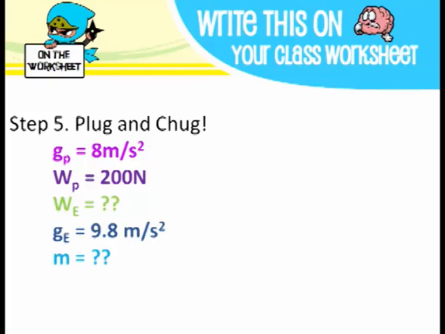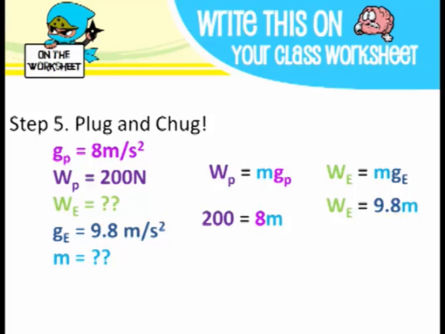So follow along with me. It's a little bit tricky. Alright, so here are all our givens. So first, what we need to do is solve that first equation for m. Then we're going to plug m into the second equation and be able to solve for WE. It is a two-step problem, which could be a little bit tricky. So again, follow along with me. So plugging in, we have 200 is equal to 8m. Alright, if I divide 8 on both sides, that's going to give me 25 kilograms.